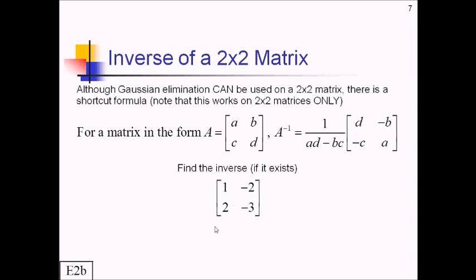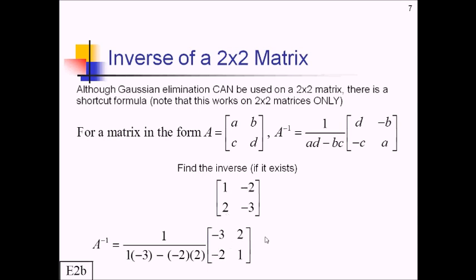All right, let's see how you did. So we're going to have 1 over, and then we have AD, that's 1 times negative 3, minus BC, so negative 2 times positive 2. Over here, A and D change places. So we'll have negative 3 coming to the upper left corner. 1 goes down to the bottom right. And then up across here, we're changing signs. This becomes positive 2. Down here, we've got negative 2.